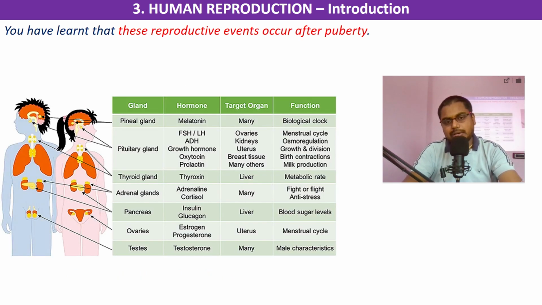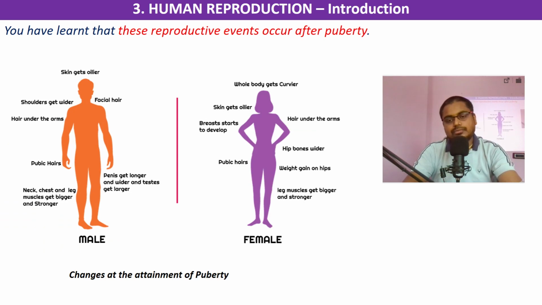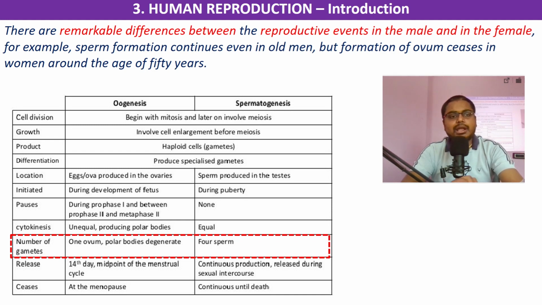So actually at puberty, these are the changes which happen in male and female. ठीक है, तो skin gets oilier, facial hair, and different things, and that is for females also. Okay, there are remarkable differences between the reproductive events in the male and the female. ठीक है, अब मेल और फीमेल दोनों में प्यूबर्टी आता है, that is sexual maturation. ठीक है, and also in the reproductive events in the male and the female, there is quite a difference.